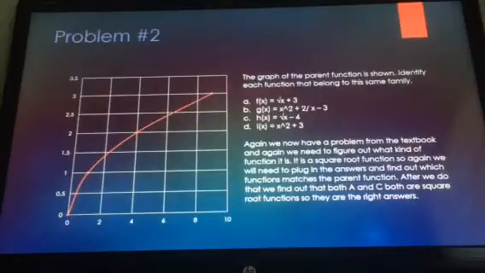Again, we now have a problem from the textbook, and again, we need to figure out what kind of function it is. It is a square root function, so again, we will need to plug in the answers and find out which functions match the parent function. After we do that, we find out that both A and C are square root functions, so they are the right answers.